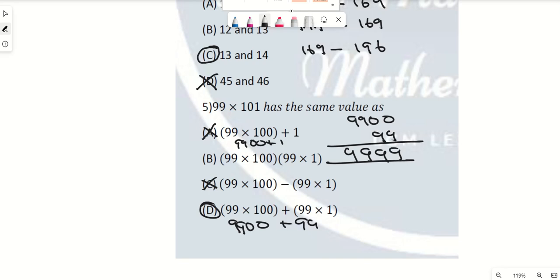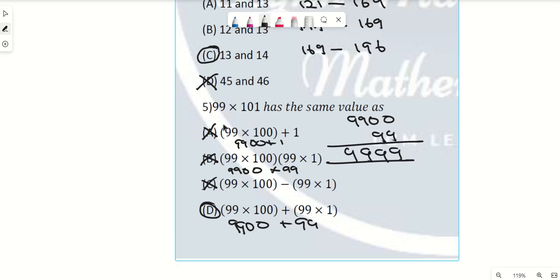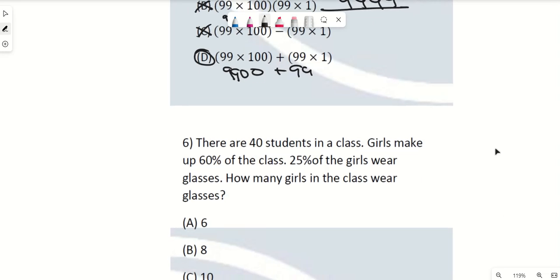This one is a huge answer. You're multiplying 9,900 multiplied by 99. This answer would not be it. So you can do the process of elimination, right? And you would get D as your answer if you don't want to multiply it out, right? Process of elimination with the answers that they gave you, and you'll see D is the most logical answer.